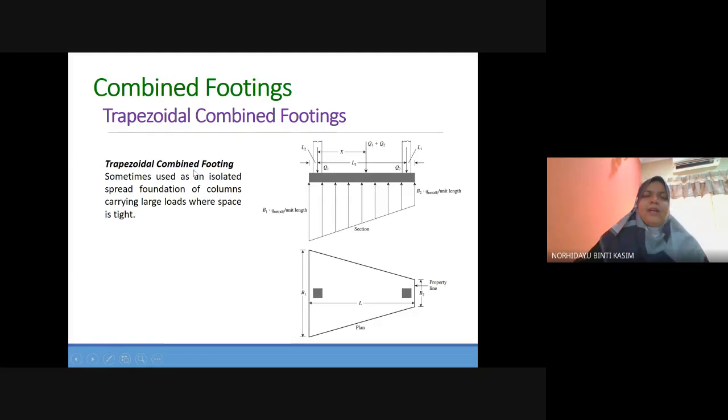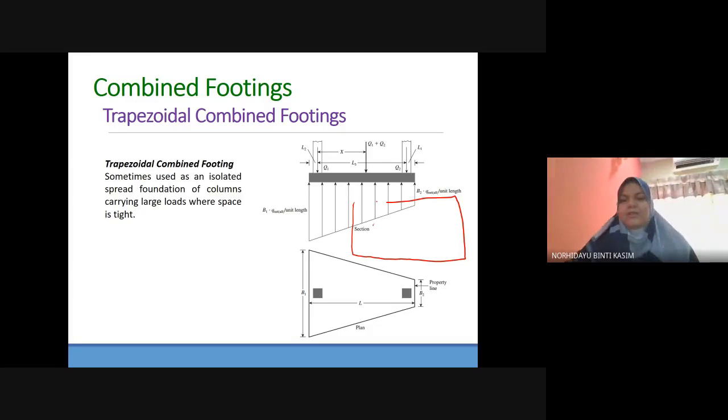trapezoidal combined footing. Sometimes used as an isolated spread footing of a column carrying large load where the space is tight. So if you have a space constraint, for example, you have another structure here, so this is the plan view. This is your column. But for example, you have another building here, so you cannot build a rectangular footing in. So you can design for the trapezoidal combined footing.